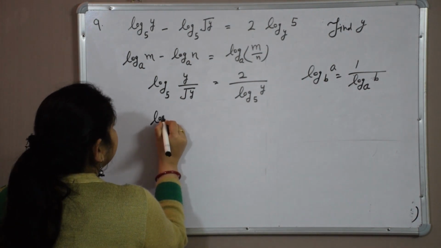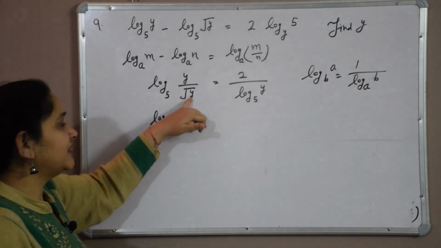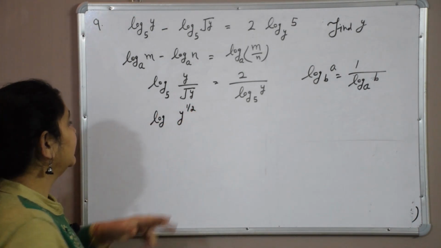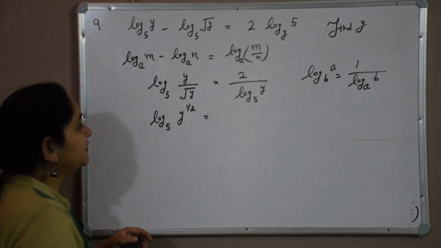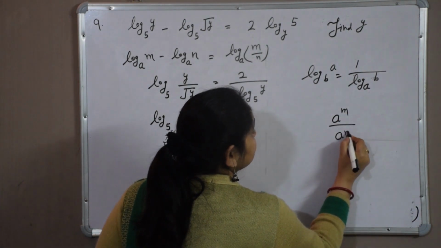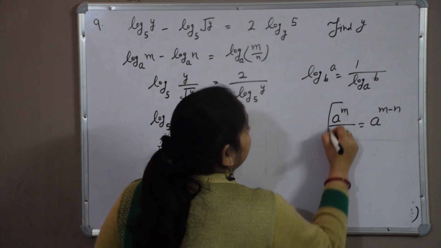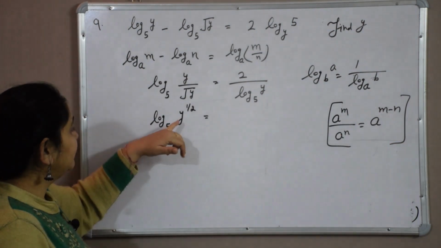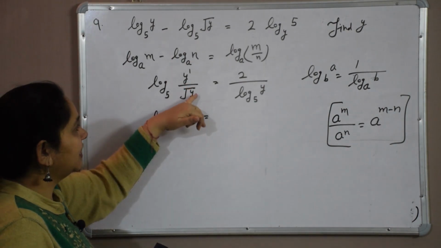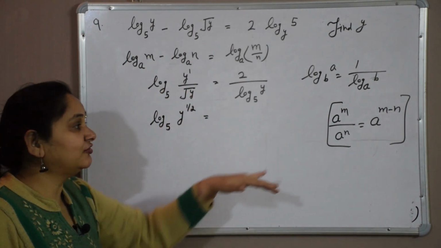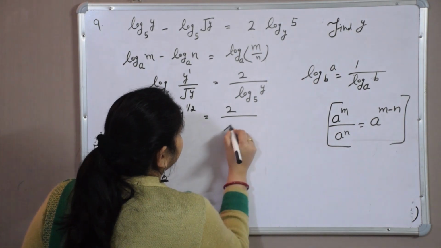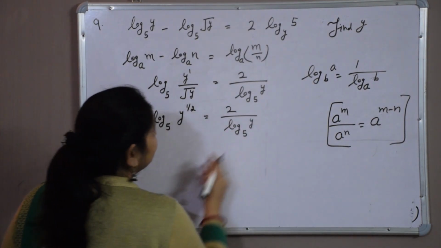Now we will solve it. It is y raised to power 1 and y raised to power half. So after solving it we will get log of y raised to power half to the base 5, equal to... by using the laws of exponents, we know that any number a raised to power m divided by a raised to power n is always a raised to power m minus n. By using this law I have done this: y raised to power 1, and root y means y raised to power half. So y raised to power 1 minus half gives y raised to power half, which is equal to 2 divided by log of y to the base 5.